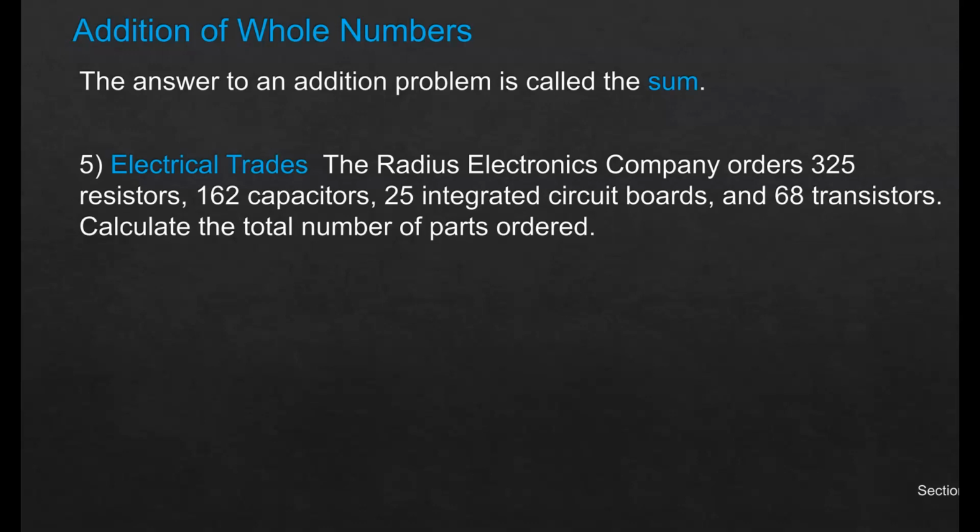Okay. The Radius Electronics Company orders 325 resistors, 162 capacitors, 25 integrated circuit boards, and 68 transistors. Calculate the total number of parts ordered. Total, that's another word that tells me, oh, I am going to add in this case. So this time we're going to find a total. We just add them up.